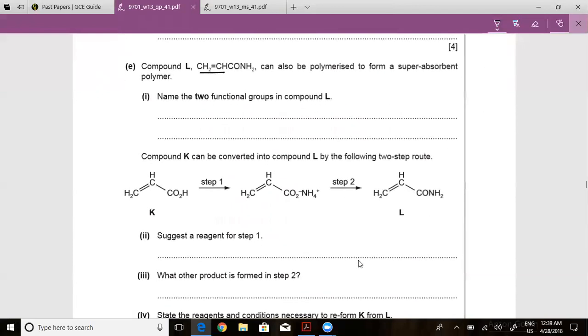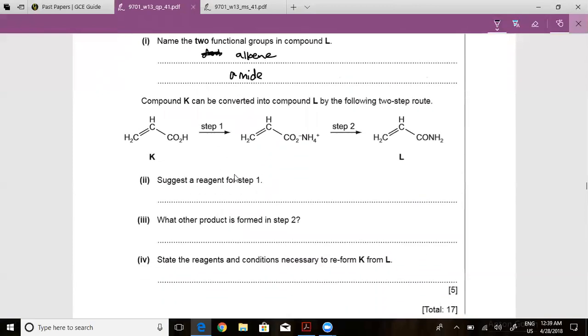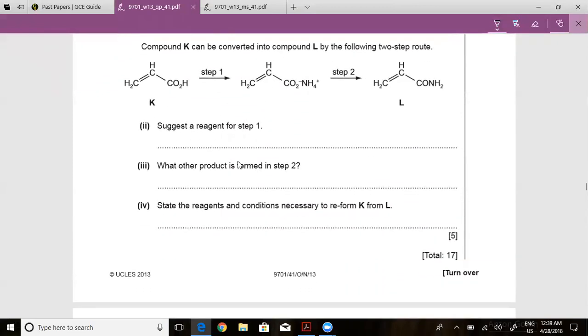This is a functional group, so this is what double bond, alkene, and CONH2 is amide, because you can form an amide by a carboxylic acid and ammonia. That's what's happened above, वैसे.